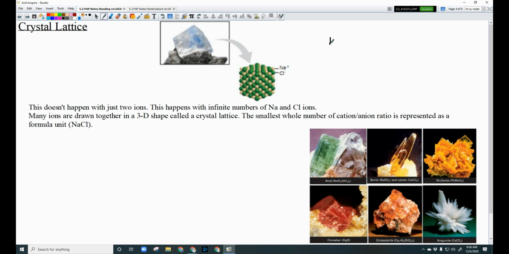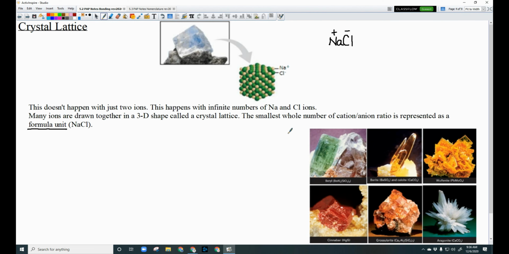And when we represent a single bond of just the lowest whole number ratio of the cation, remember cations are positive and anions are negative, this is just a representation of what's called a formula unit. And that's important, so make sure you write that down. One smallest whole number cation-anion ratio of this big lattice is called a formula unit.